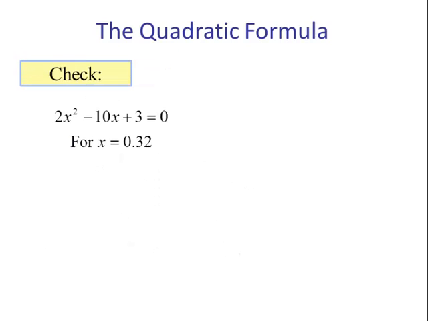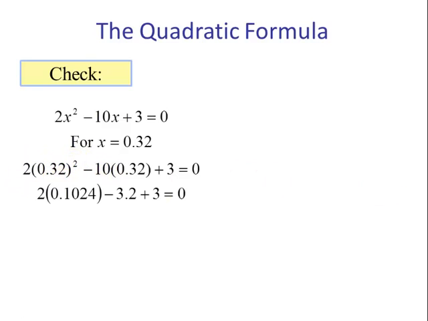To check it, we take the quadratic equation. Everywhere we see an x, we substitute 0.32. Now this should be approximately equal to 0 because we are rounding this value off. Square first, then multiply by 2. Now we multiply, subtract, and then add. And we get 0.0048, which is very close to 0.